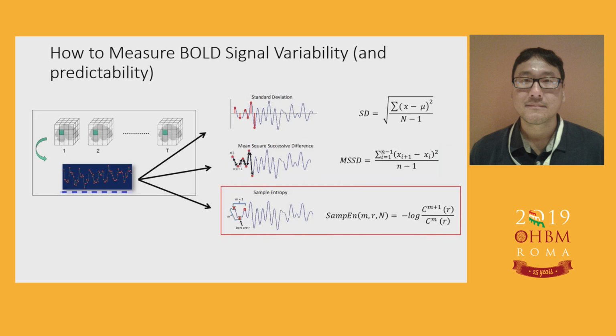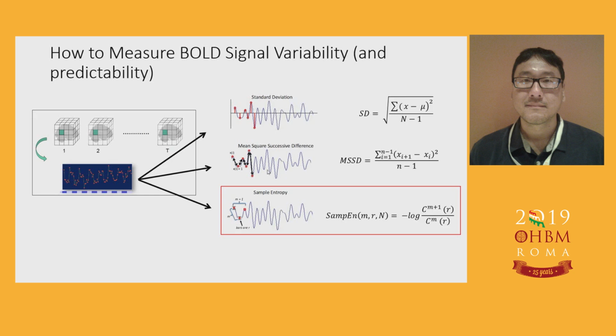And then finally, we have sample entropy, which is actually a measure of predictability, but for purposes of this talk, I'll just refer to it as variability for simplicity. It's important to note, though, that these two are not synonymous. You can have high variability, but low predictability, for example, a sine wave. But for the purposes of this talk, I'll just refer to it as variability.